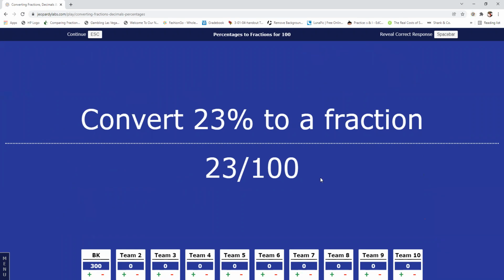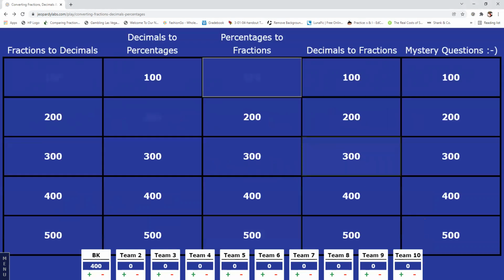All right, let's see who the first person was to answer this correctly. All right, and the first person who answered this correctly was BK. Okay, I can't let BK come in and get all of the answers. All right, so 100 points for BK. All right, let's stay in percentages to fractions.